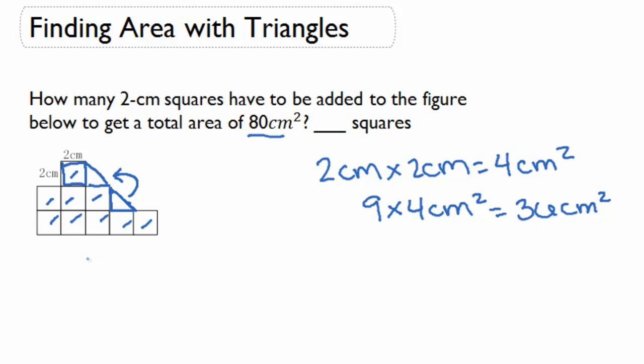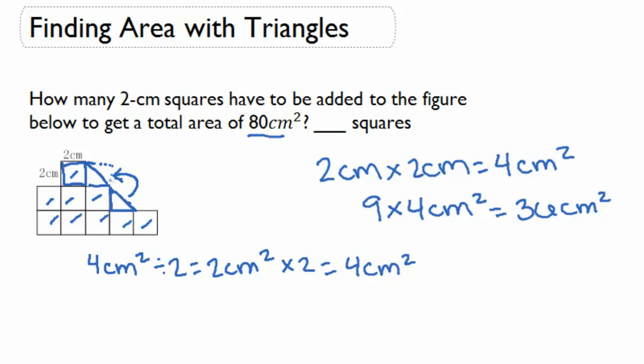So for our triangles, we're going to take our 4 centimeters squared, which was our length times our width, and we're going to just divide that by 2. 4 centimeters squared divided by 2 is 2 centimeters squared. Since we have 2 of these triangles, we're then going to multiply that by 2, which again gives us 4 centimeters squared. That makes sense because we just talked about how if we swung this triangle around onto this one, it would be like we had one square.